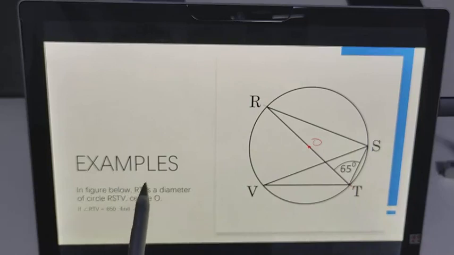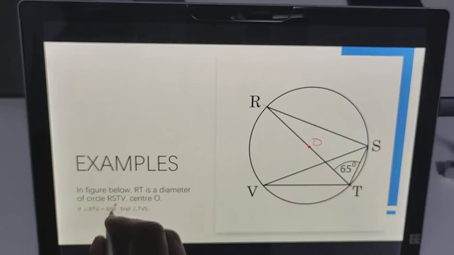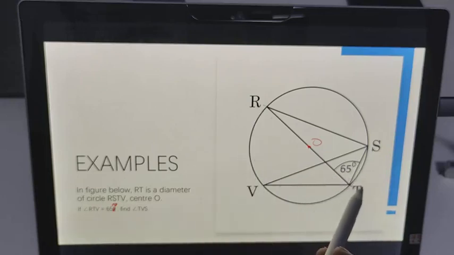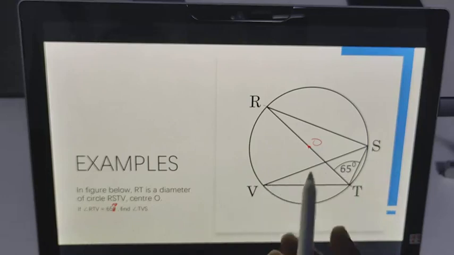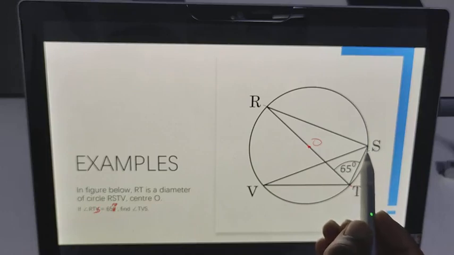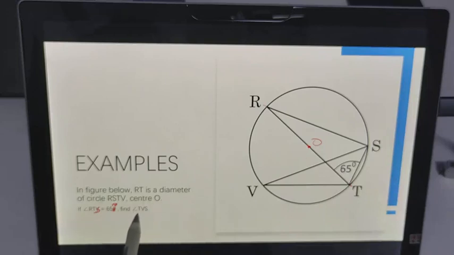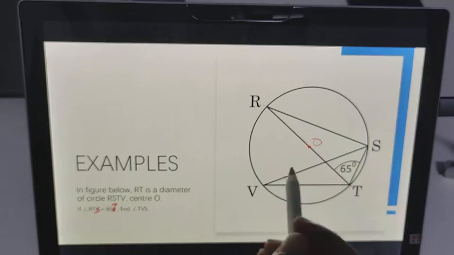Remember, in this case, the angle RTV is given as 65 degrees, and in this case it has to be RTS. So angle RTS is equal to 65 degrees as given. The question is to find angle TVS, this angle. That's where the question is. So how do we find this angle?